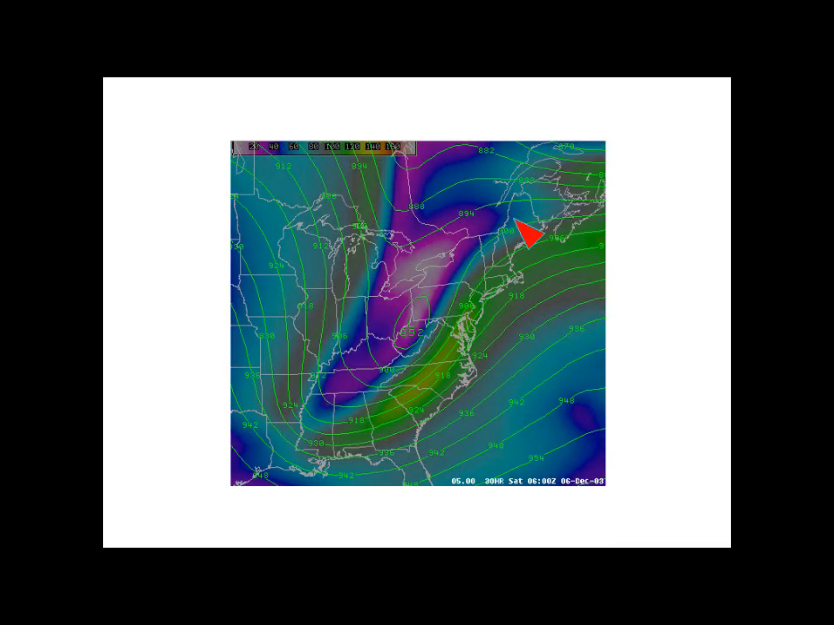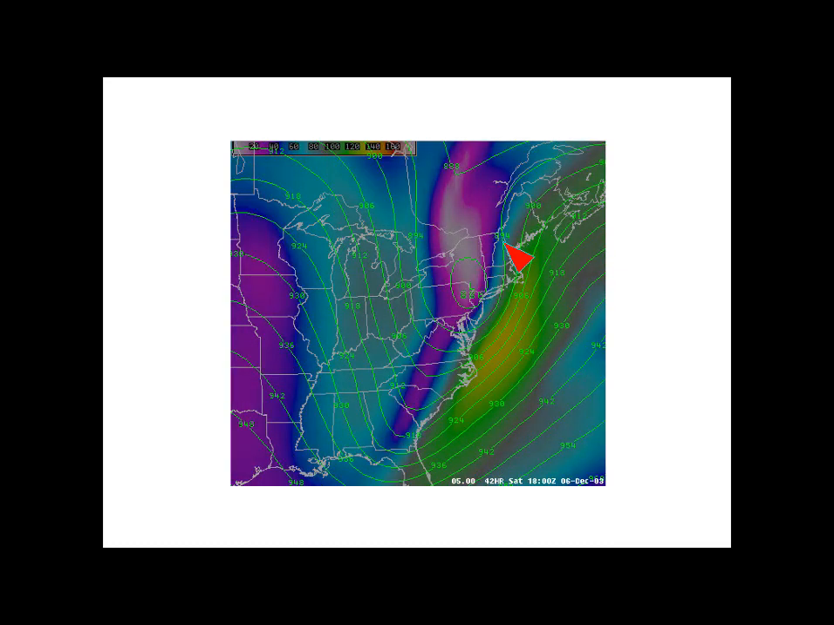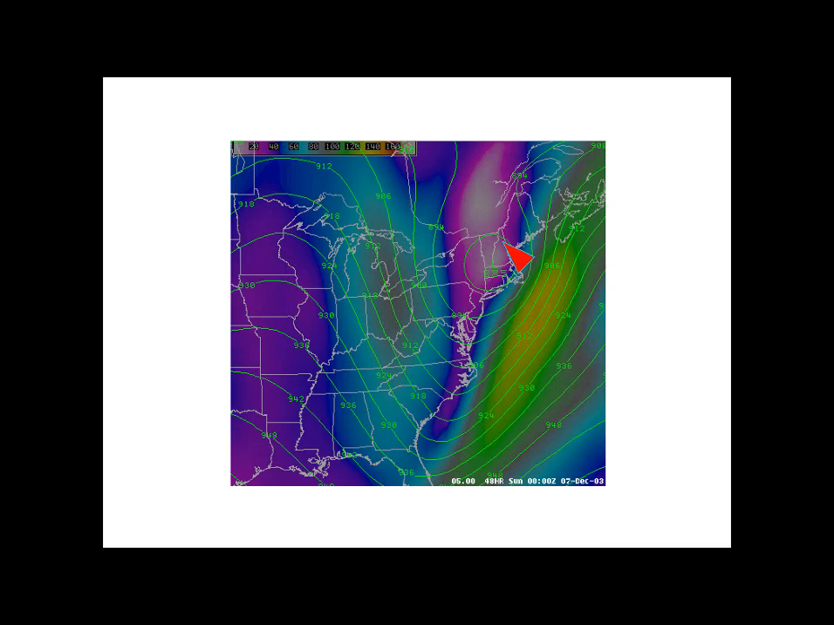By this time right here, you can see a pretty significant jet that's developed and is forecast to nose right towards the New England region here. Pretty good diffluence at this time over New England as well. And by the end of this loop, you can see a large amplitude trough forecast to deepen and move slowly towards the east.